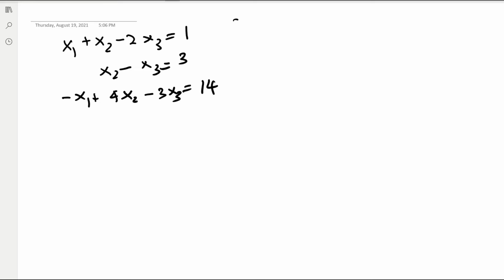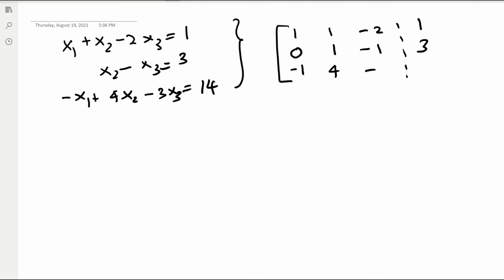Okay, so first of all, I'm going to write the augmented matrix. So the coefficients in the first equation are 1, 1, negative 2, and the right hand side is 1. And in the second equation, there's no x. So here 0, 1, negative 1, 3. And then in the third row we have negative 1, 4, negative 3 and 14 in the right hand side. So here we go, we have the augmented matrix. Now let's do the row operations.